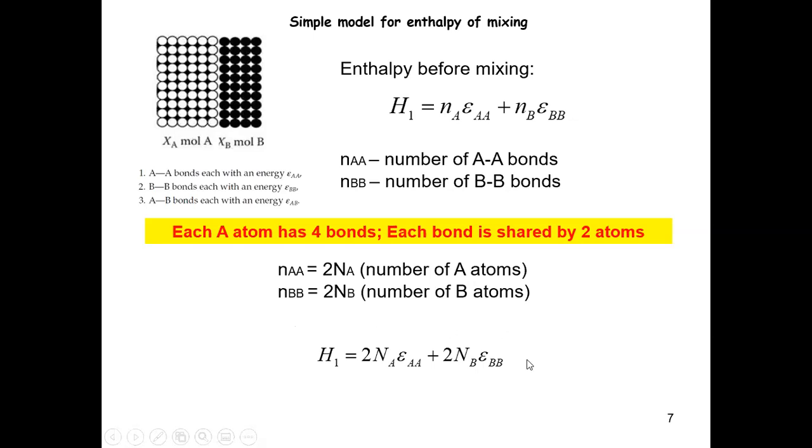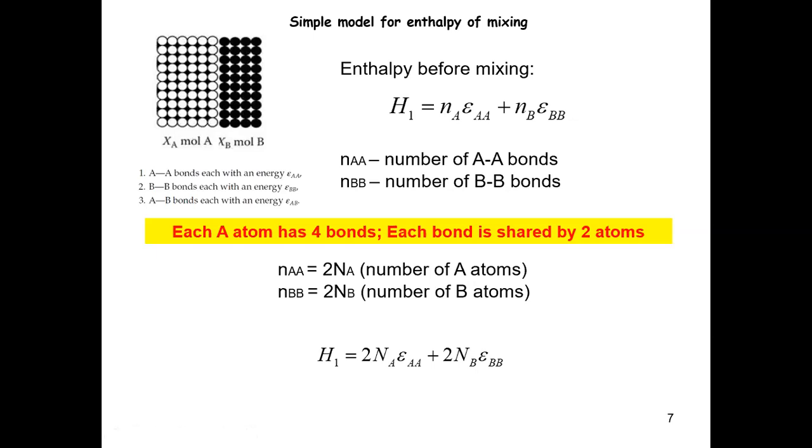Now this is supposed to pop out, but I forgot to add animation for this. Anyway, you see that we can express the interaction energy for this demixing state in terms of the energy of each bond for the AA type and the BB type, multiplied by the number of bonds, which in this case are expressed in the number of A atoms and number of B atoms. Does this make sense to everyone?